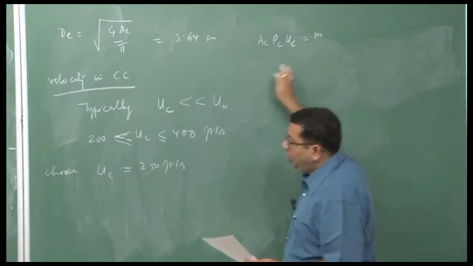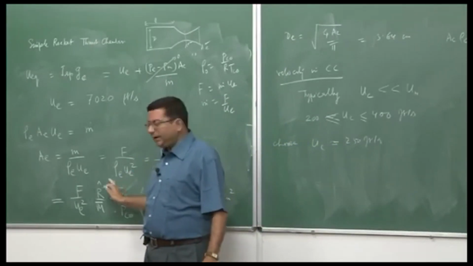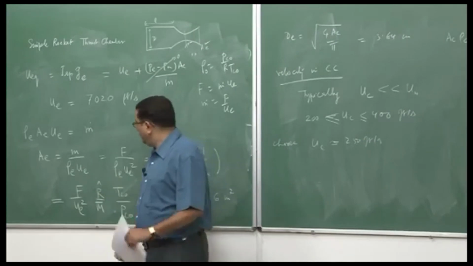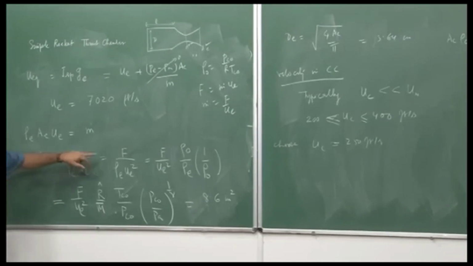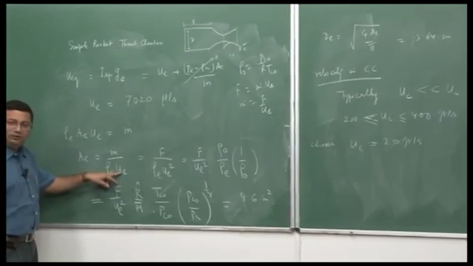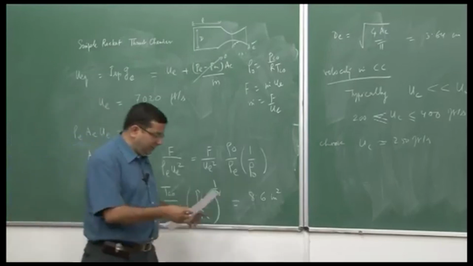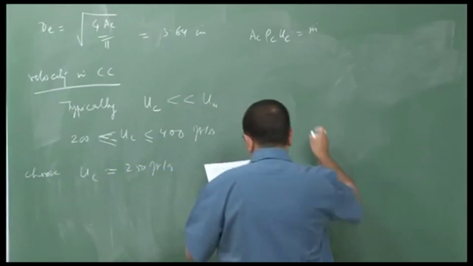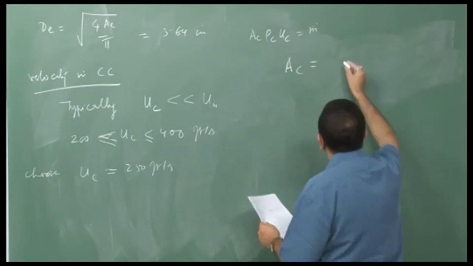Once again, m dot can be replaced by F by u equivalent, as we have done here. So, if I come to this equation now, I can replace m dot by F by u equivalent. This u_c will be equal to u_c, this is rho_c. So, everything here can be replaced, and I can get an expression for the area of the combustion chamber.